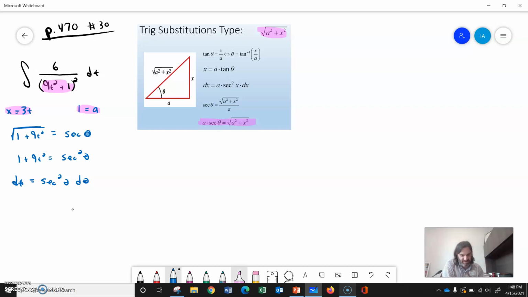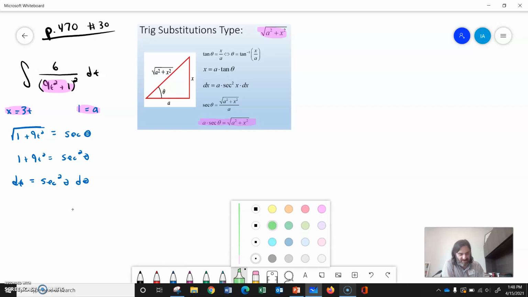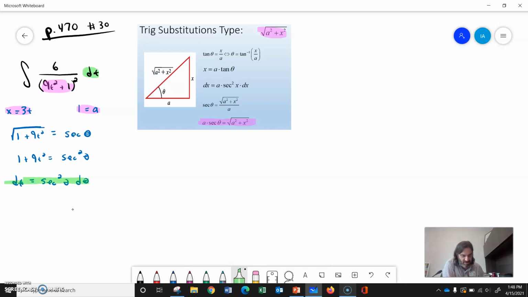Let's do another color here. We'll use green to show where it comes from. We don't have a t we need to replace specifically, so let's draw our little triangle. In this case, our a, which is our adjacent side, is 1. Our opposite side, which is our x, is 3t. And our hypotenuse is the square root of 1 plus 9t squared. Got a little bit of lag going on with the computer right now.